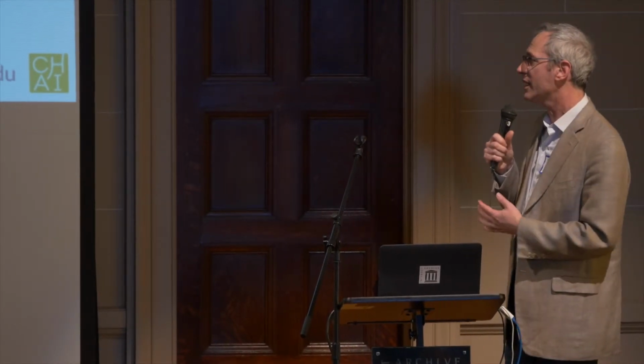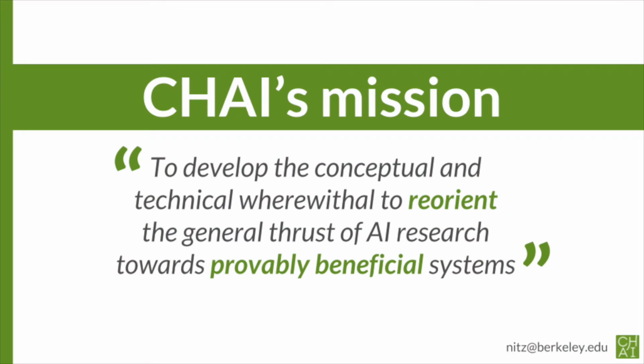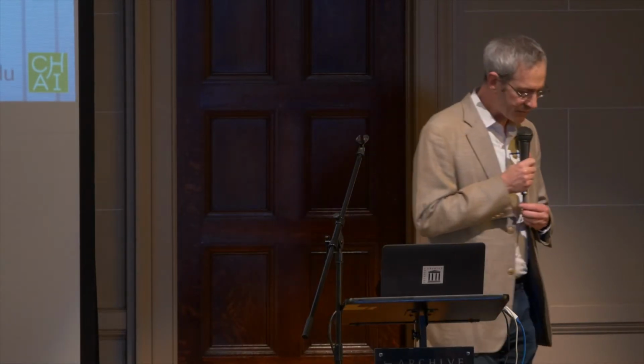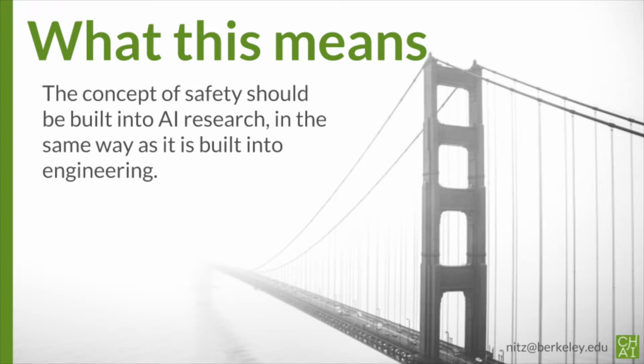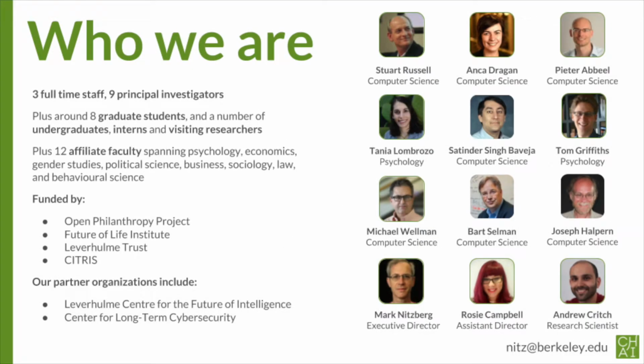So our mission at the Center for Human Compatible Artificial Intelligence is to develop the conceptual and technical wherewithal to reorient the general thrust of AI research towards provably beneficial systems, that is, provably safe and aligned. And what that means is that, in any other area of engineering, if you're building bridges, one would expect that you don't complete a design and build the bridge and then check that it's safe. You concern yourself with safety from the very beginning. We are just getting started, about a year and a half in now.